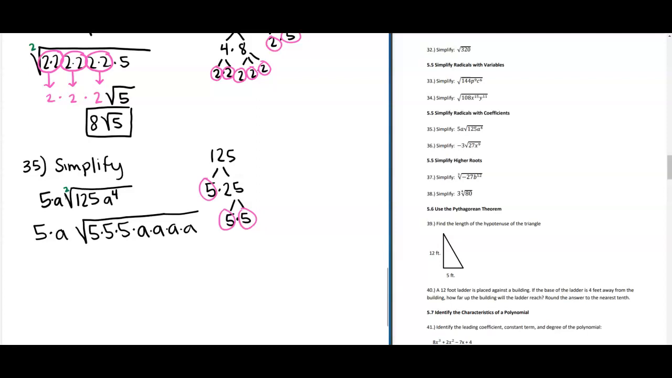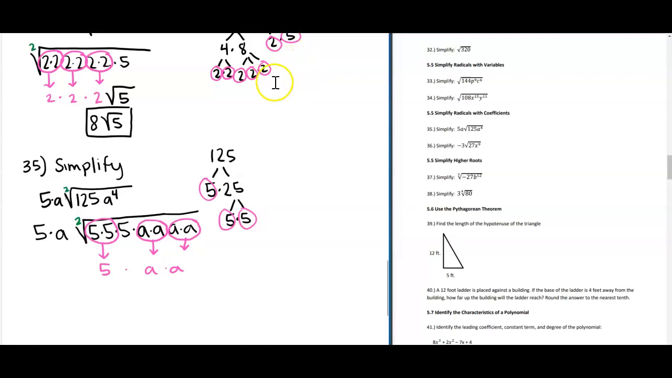And now again, remember, this is a square root, so I'm bringing things out that have a pair, groups of 2, is what I'm doing. And so I can see, all right, a 5 gets to come out, an a gets to come out, and another a gets to come out. So 5 and a get to come out, and when they come out, they're going to be multiplied by that 5a that's already on the outside.